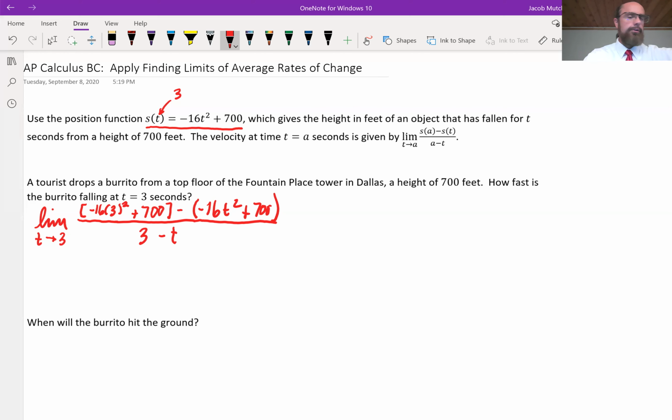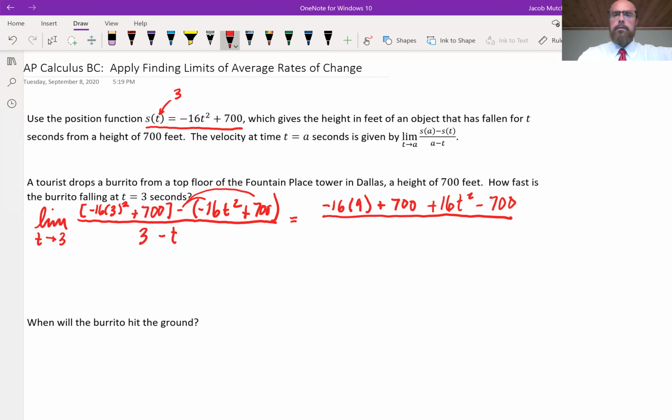Well, let's work on the simplification first. So the first thing I want to do is really deal with this numerator. So I see that I've got negative 16 times 9 plus 700. And at that point, I can let that set of brackets go. I can also let the parentheses go on the second expression there by distributing this negative sign. So I see it's going to change the sign on both terms. So that's plus 16t squared minus 700.